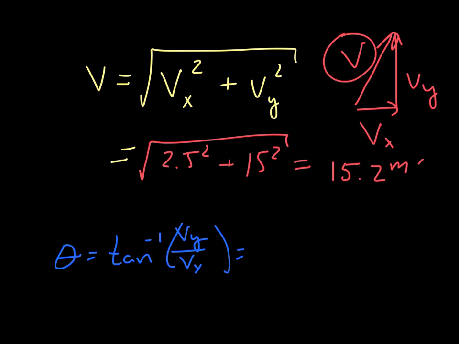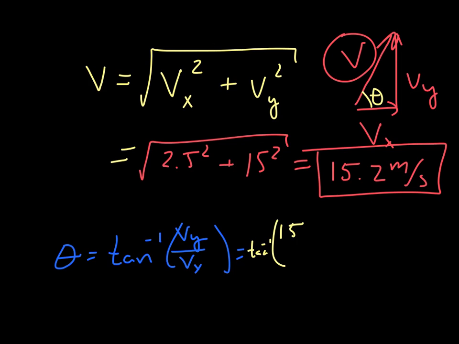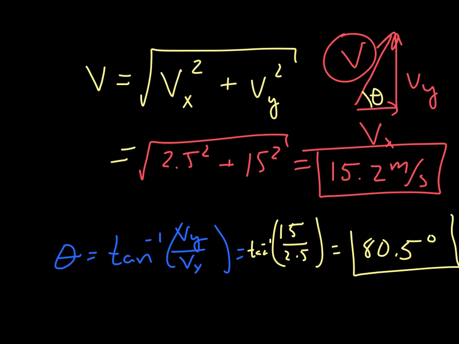15.2 meters per second. And then if you look at your tangent using this angle theta right here, it's velocity in the y direction over velocity in the x direction. So this would be tangent inverse of 15 over 2.5, which equals about 80.5 degrees. And double check with tangent to make sure that you're not going off at a funny angle.